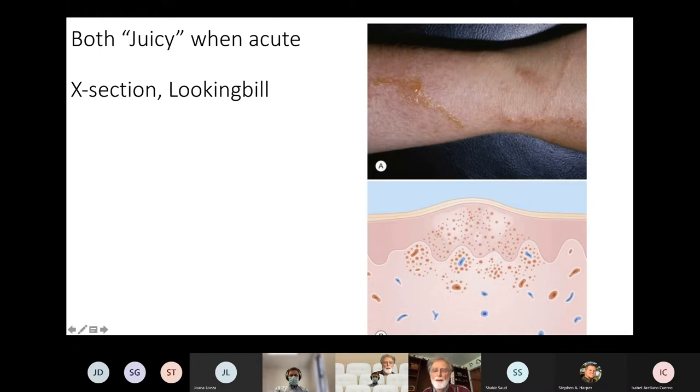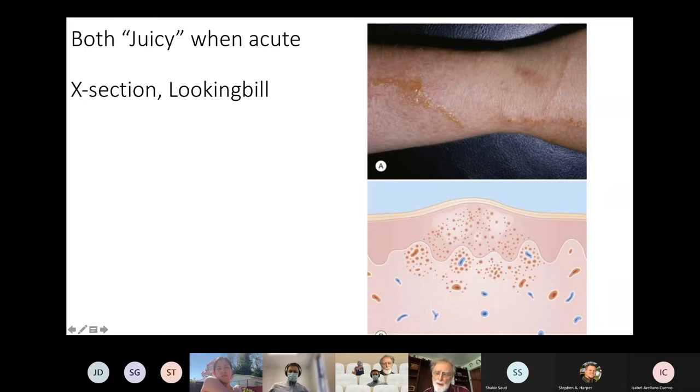But here, you'll appreciate this is contact because it's linear, right? Very few things, there's an exception, but very few things are linear. And you can look at this, and the key word that I use for eczematous change is juicy. It just looks juicy in the acute phase.